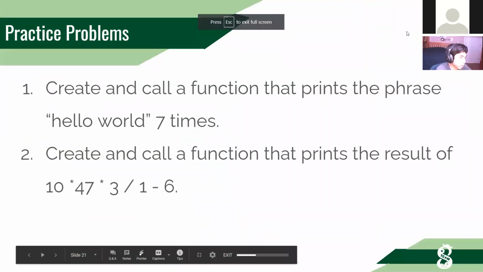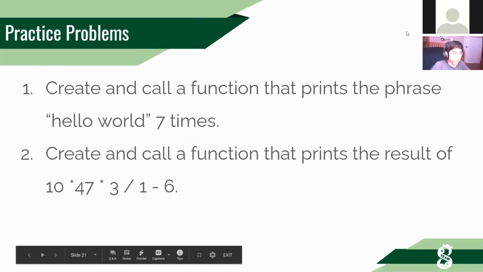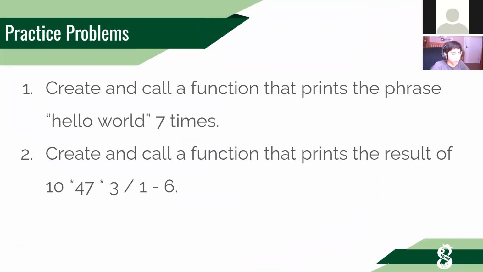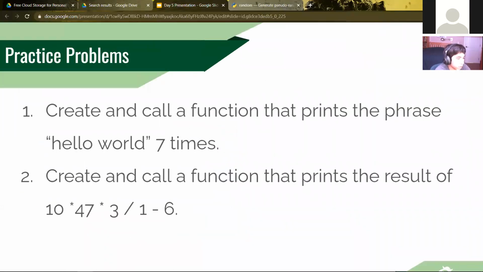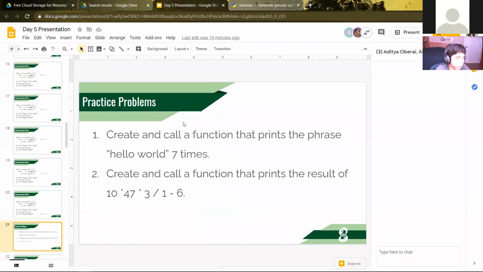here are some practice problems. First, create a function that prints the phrase hello world 7 times. And second, create and call a function that prints the result of 10 times 47 times 3 divided by 1 minus 6. So first, let's start with the first one. Please code along with me while I do these. Open up your REPL.it if you haven't already, and let's get started in a minute.